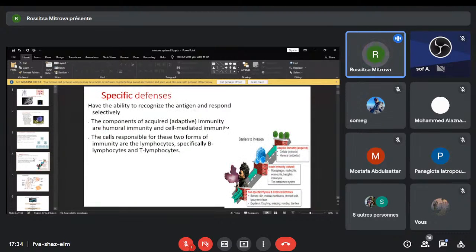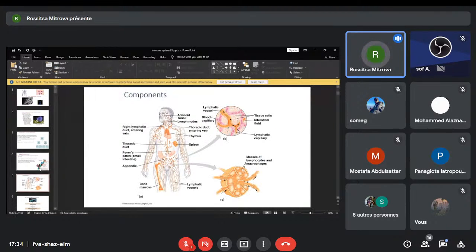The specific defenses have the ability to recognize the antigen and respond selectively. The components of acquired adaptive immunity are humoral immunity and cell mediated immunity. The cells responsible for these two forms of immunity are lymphocytes, specifically B lymphocytes and T lymphocytes. We'll talk about it in detail.